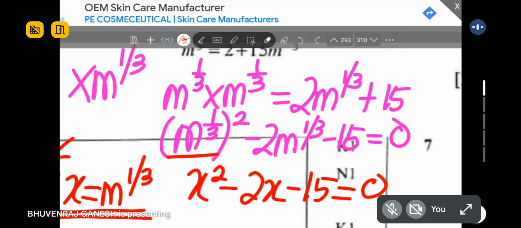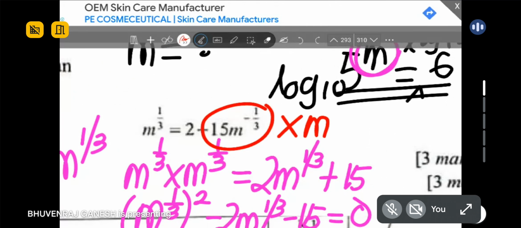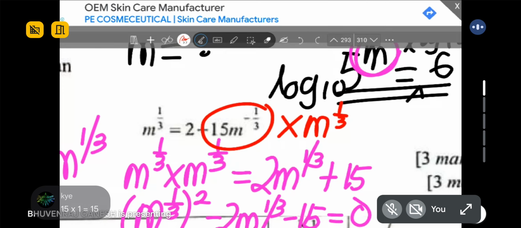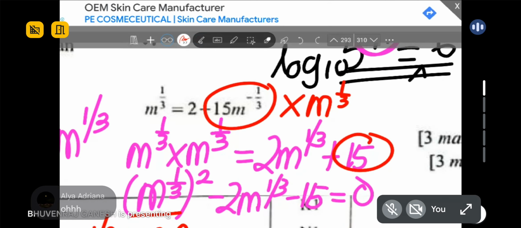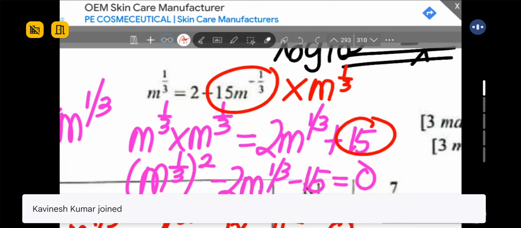Alright? How do you get 15? Okay, good question. This whole thing, I times m power 1 over 3. So m power negative 1 over 3 times m power 1 over 3 is m power 0, which is 1. So 1 times 15 is 15. Okay, that's why I want to get rid of the negative power. Nak hapuskan kuasa negatif.